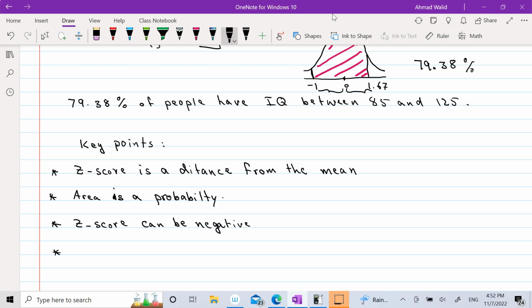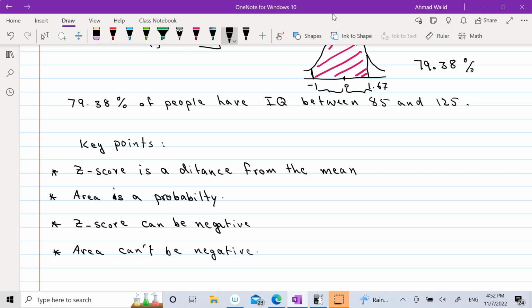And last note, area cannot be negative. There is no negative area, right? It's wrong to find a negative area. Area is always positive. Correct?